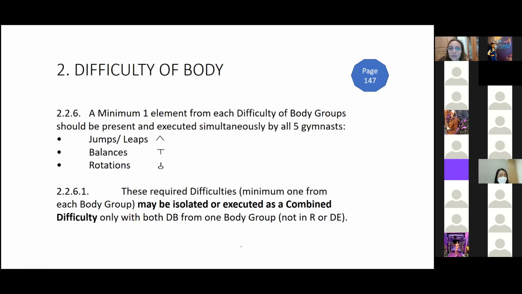We need a minimum 1 element of each difficulty of body groups. We need 1 jump, 1 balance, 1 rotation. They can be performed either isolated or executed as a combined difficulty. But if you perform them in a combined difficulty, only with both dB from 1 body group. So if you want to do the jump, or the balance or the rotation, it's from 1 body group if it is combined. It cannot be in an R and it cannot be in a difficulty of exchange. It has to be very visible for the judge.